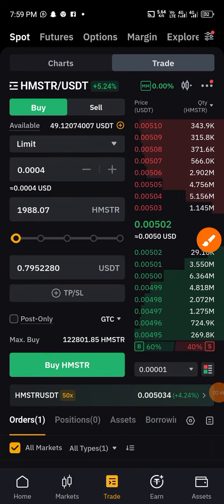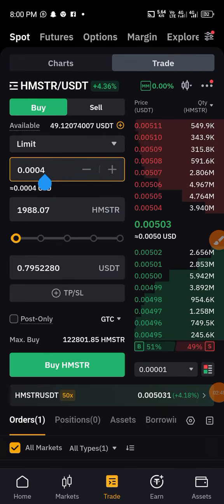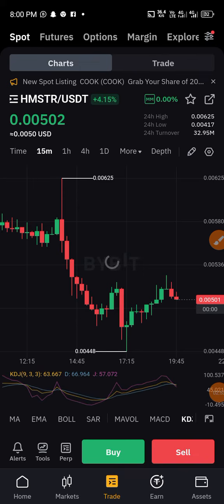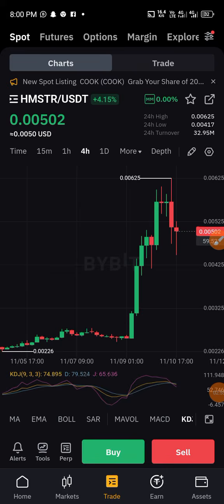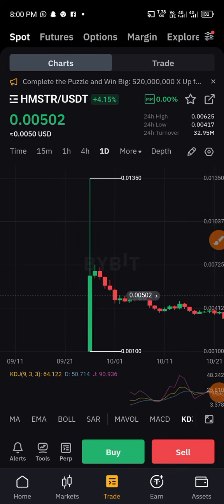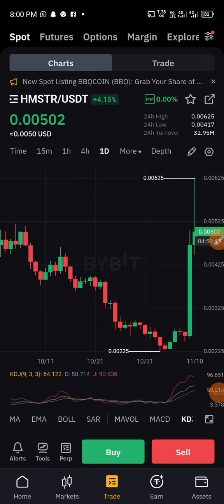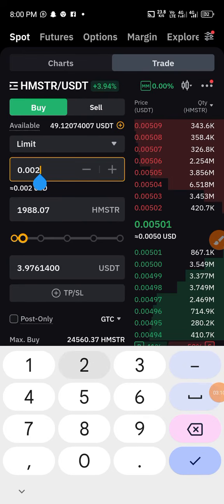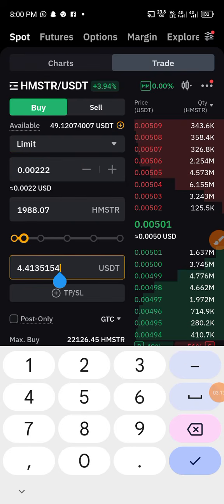Let's say you bought it when it was in the last four hours, or how it was in the last one day. Okay, 0.002. Let's say you bought this when it was at 0.0022. You bought it with just a simple 10 USDT.